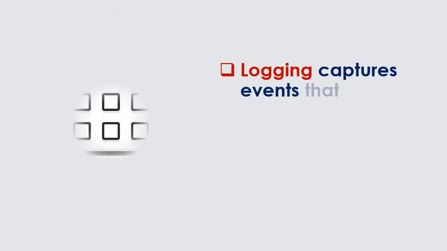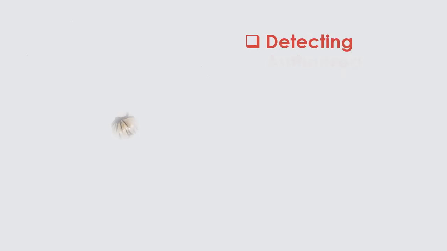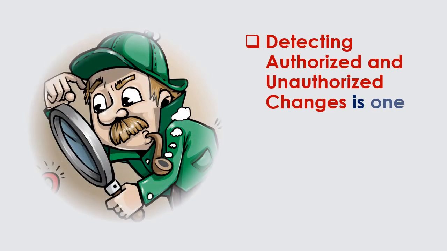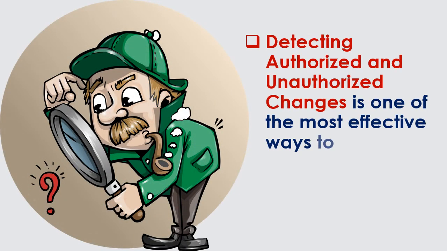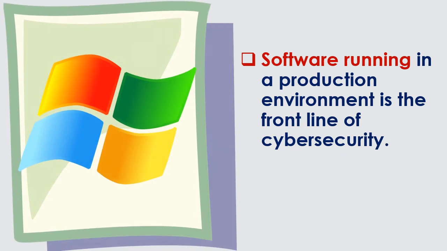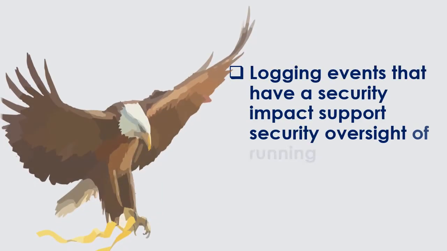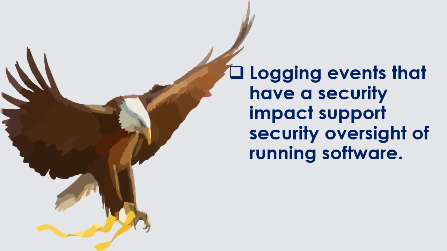Logging captures events that occur in the operational environment. Detecting authorized and unauthorized changes is one of the most effective ways to support security. Software running in a production environment is the front line of cybersecurity. Logging events that have a security impact supports security oversight of running software. An example of an event with a security impact is multiple login attempts, which may indicate unauthorized access attempts.